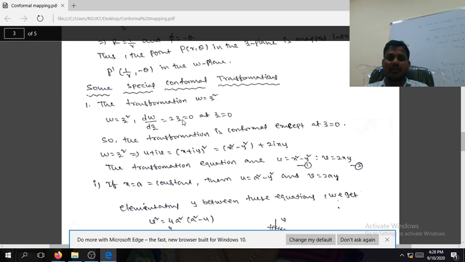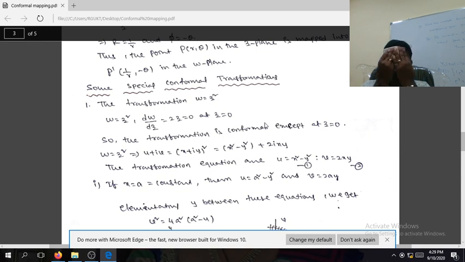It is analytic everywhere, but I want to check whether it is a conformal transformation or not. In that sense, the derivative of z² is 2z. That means the derivative becomes 0 at z = 0. That means it is conformal everywhere except 0. So the transformation is conformal except at 0. Right, so w = z².